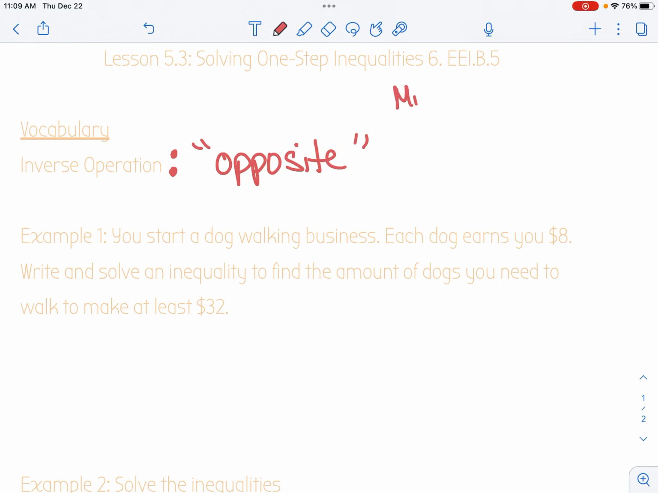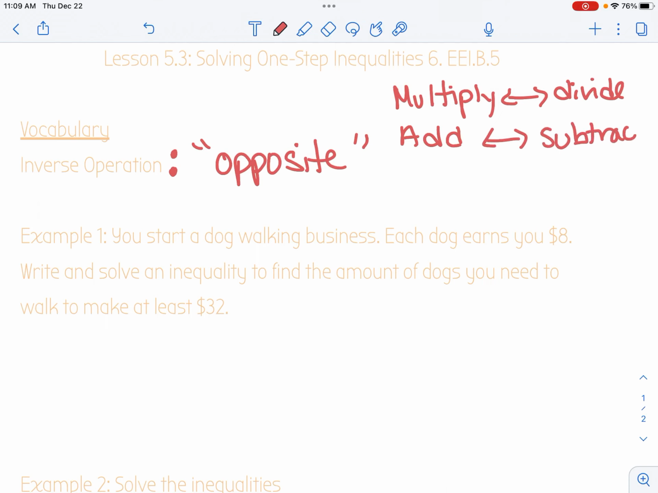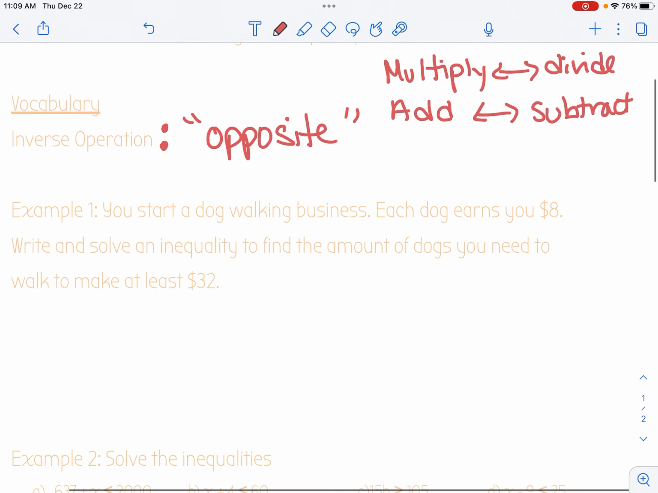So for example, with multiplication, the inverse or the opposite would be to divide and vice versa. And then with addition, the opposite or the inverse would be subtraction and vice versa. So you always want to do the opposite or the inverse.